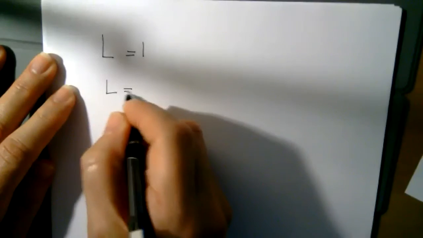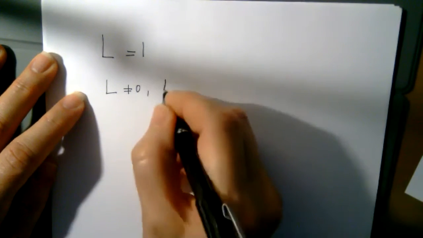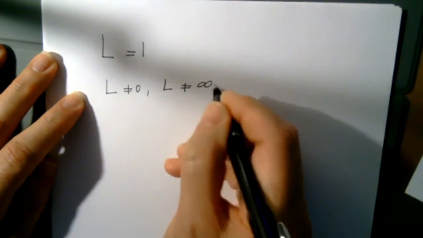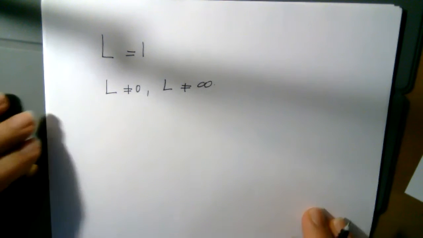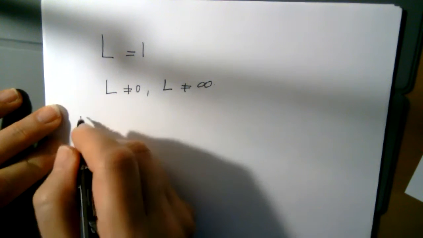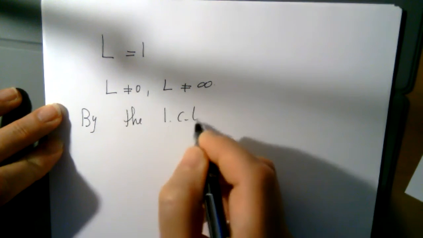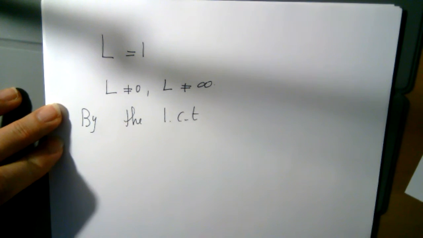To be able to use the limit comparison, your L has to be different from 0 and different from infinity, because they have to be comparable. So L is different from 0 and L is different from infinity. So by the limit comparison test, if one converges, the other converges.